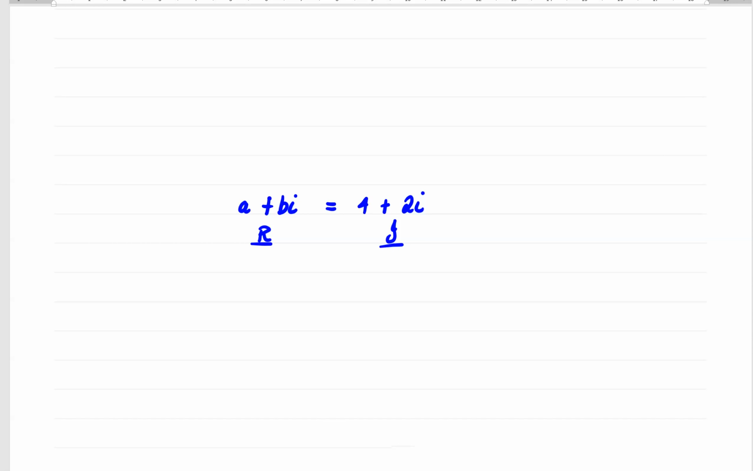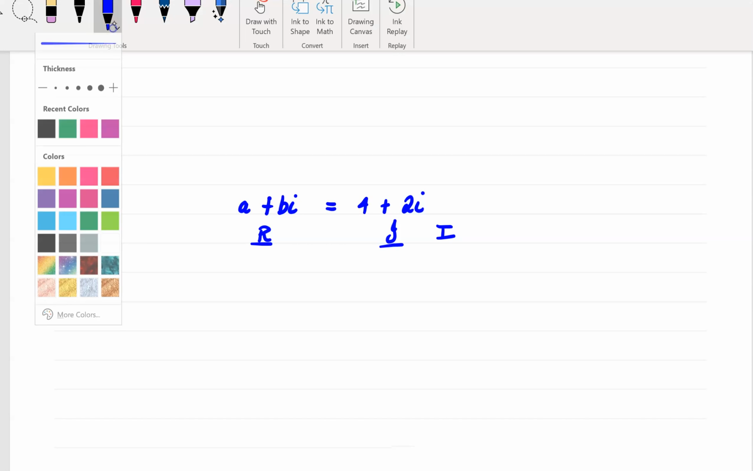Okay, yes, that's my funny I. You can write just capital I if you want to. Just change that thickness because that's annoying me.